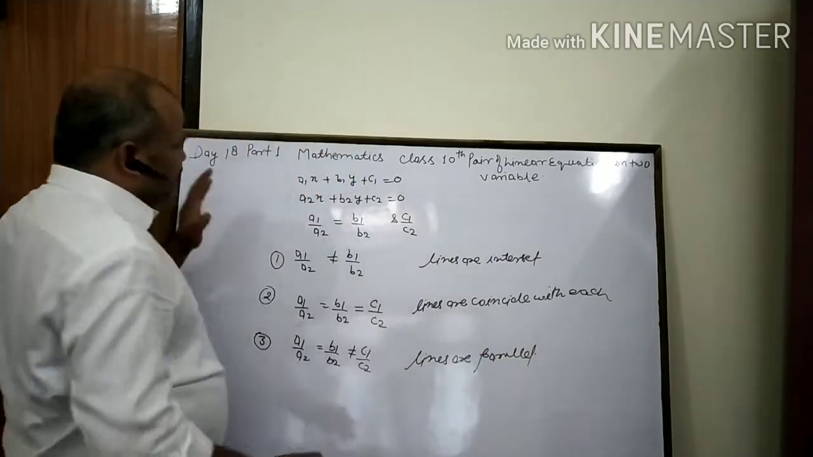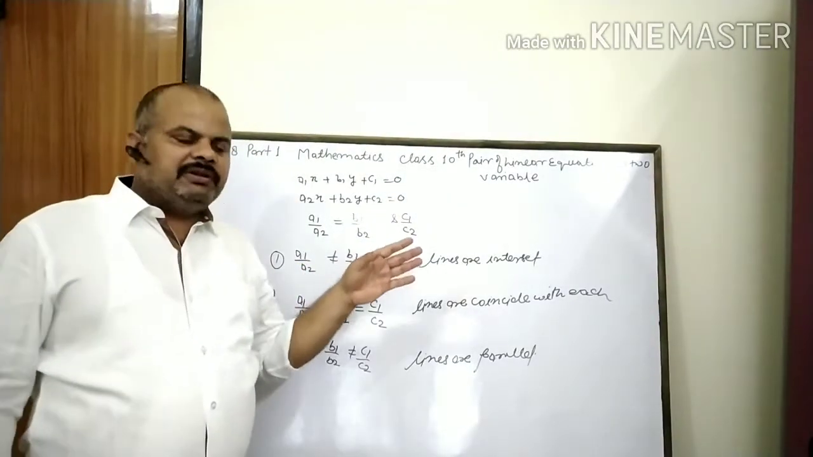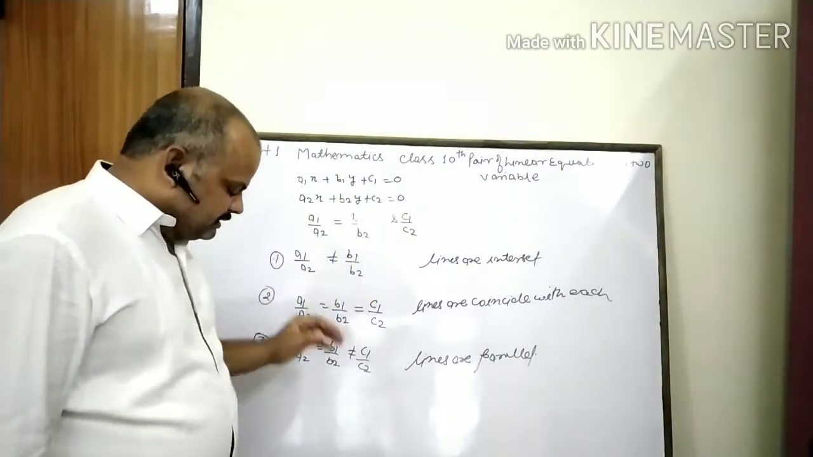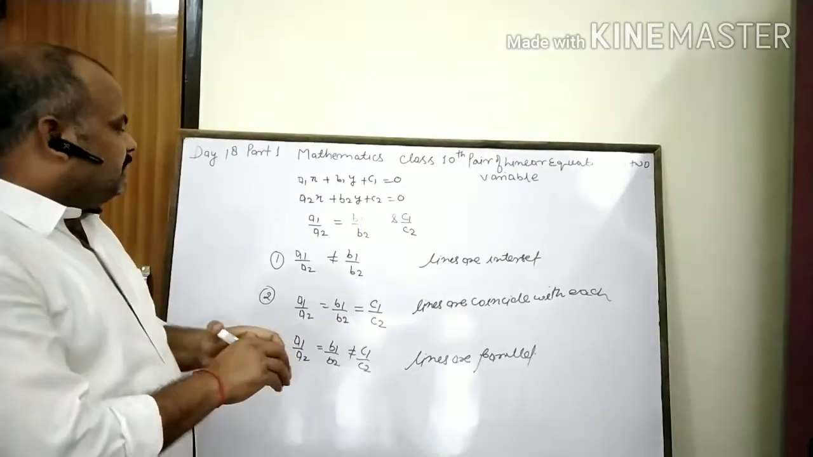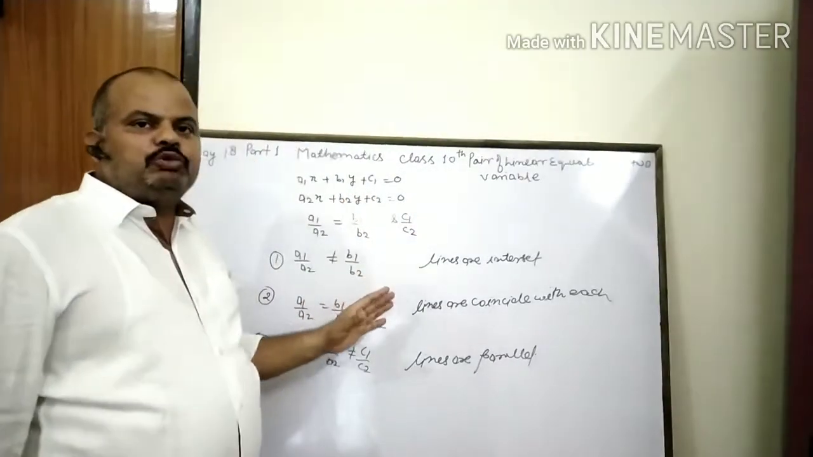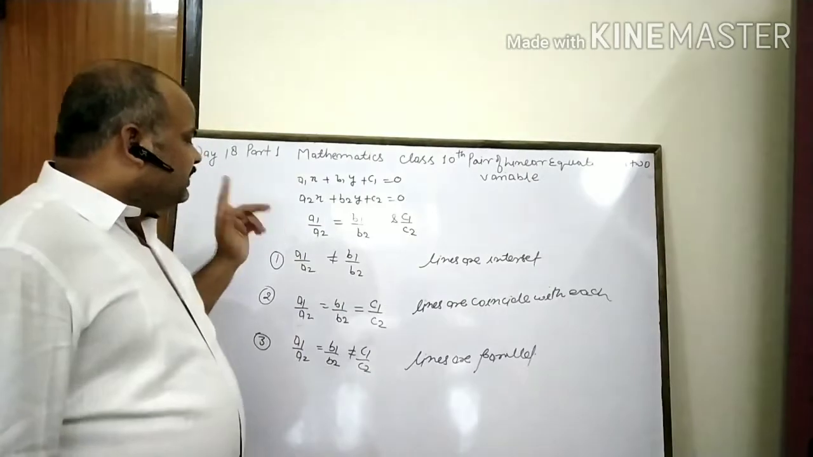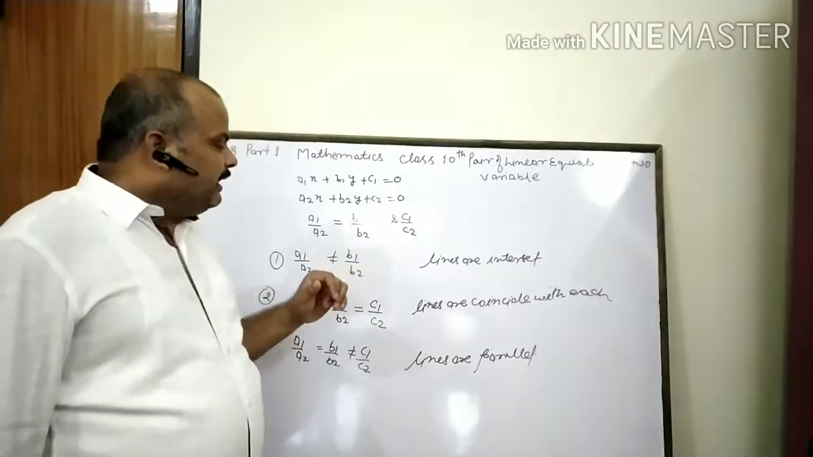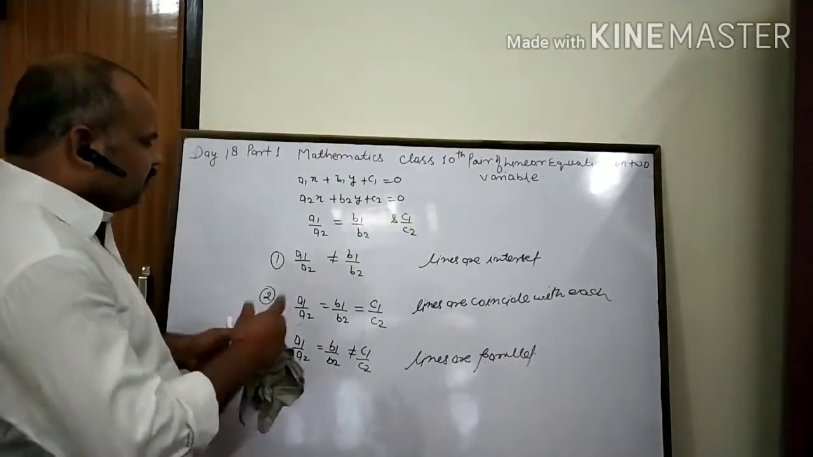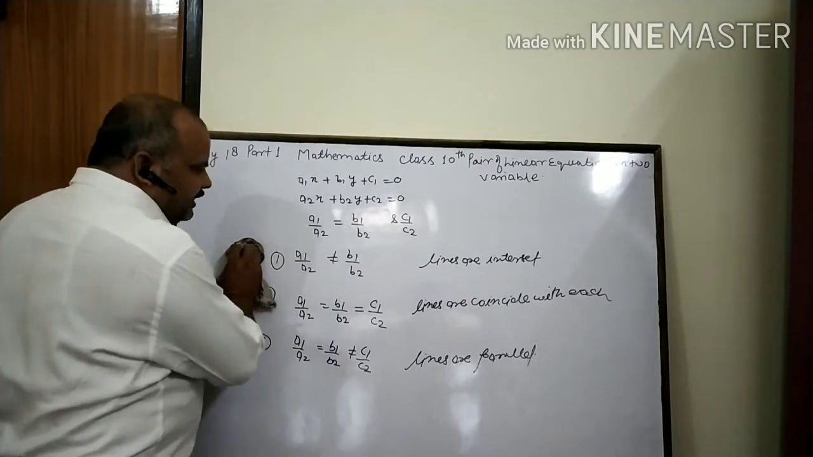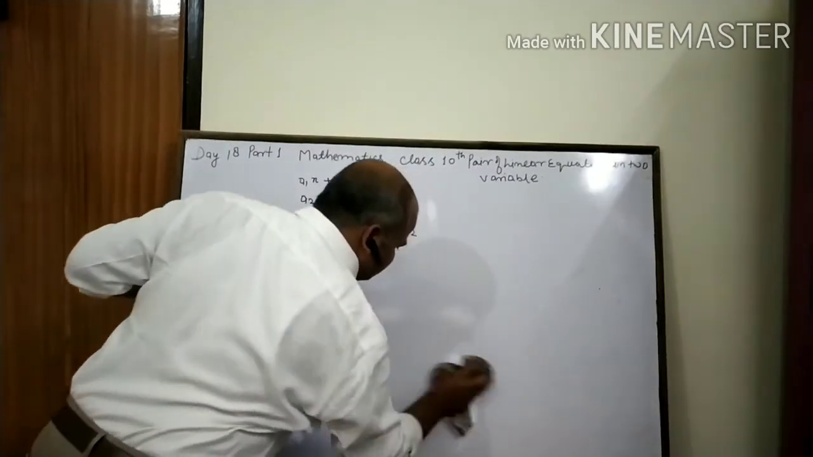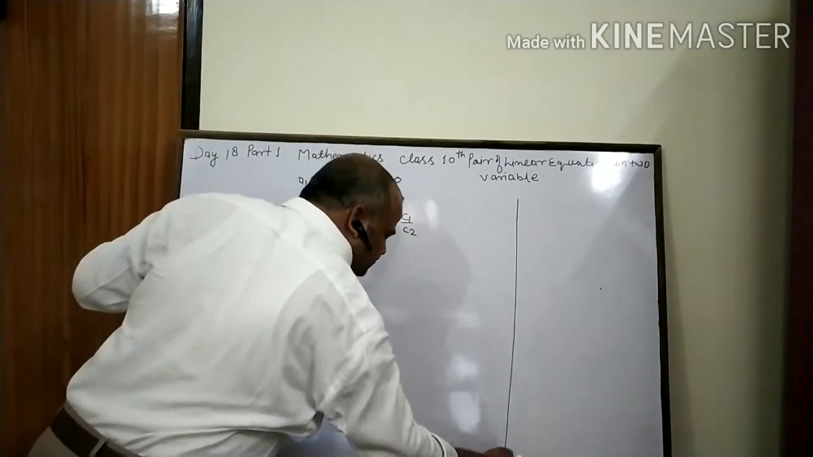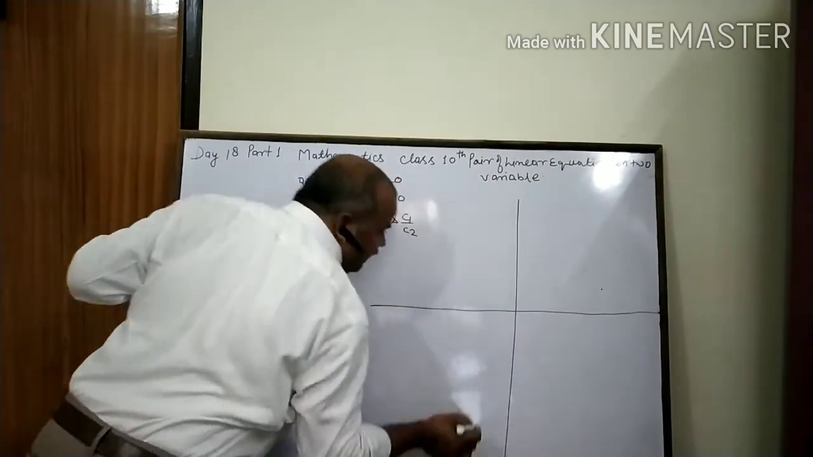Then suppose you have a question on a pair of linear equations in two variables and it asks you to solve geometrically, or what is the solution of this linear equation in two variables geometrically. Then first of all you check which condition is satisfied. Clear? And then, if it is geometric, you can draw the graph, it means you can solve this question with the help of a graph.